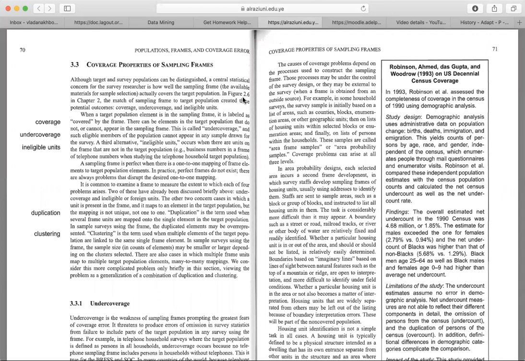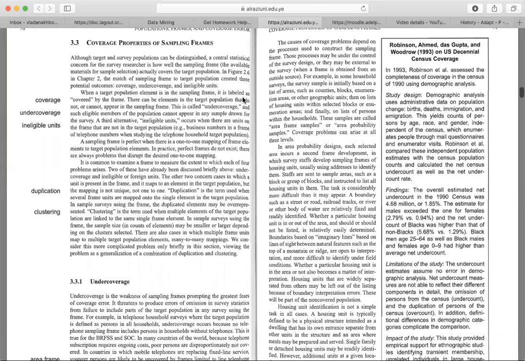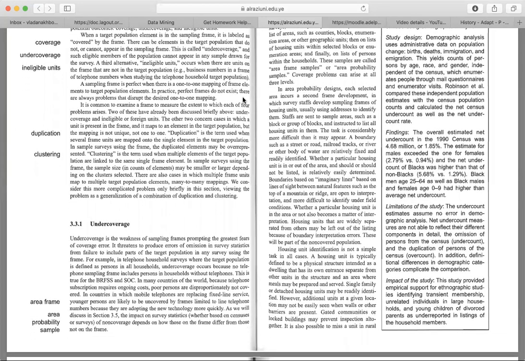First, duplication, which is when several frame units are mapped onto the single element in the target population, or clustering, which is when multiple elements of the target population are linked to the same single frame element. Undercoverage threatens to produce errors of omission in survey statistics from failure to include parts of the target population in any survey using the frame. The causes of coverage problems depend on the processes used to construct the sampling frame. Those processes may be under the control of the survey design, or they may be external to the survey.